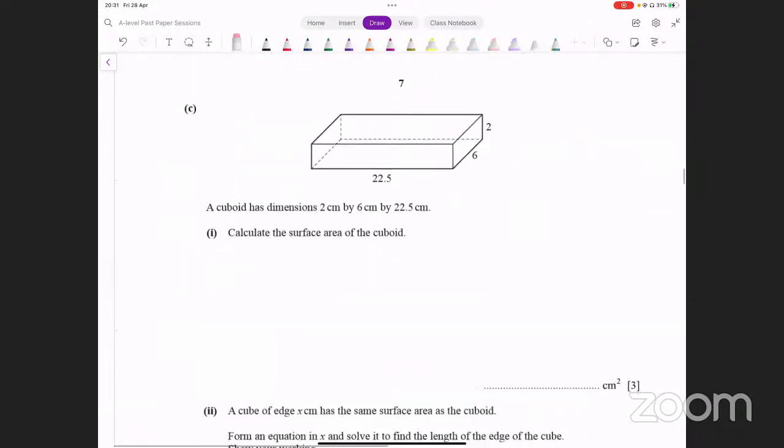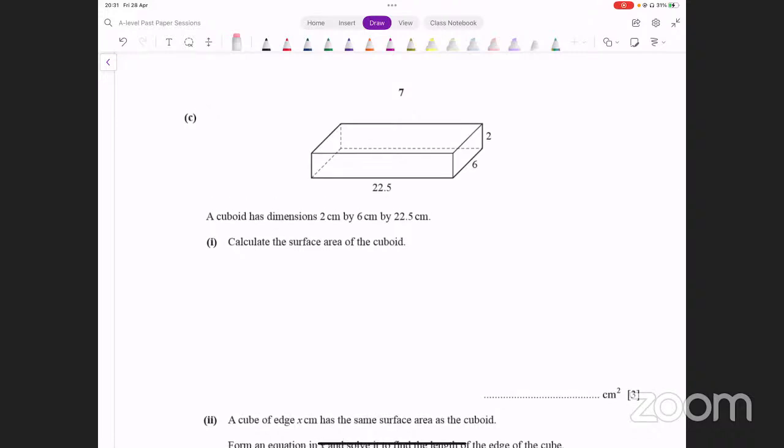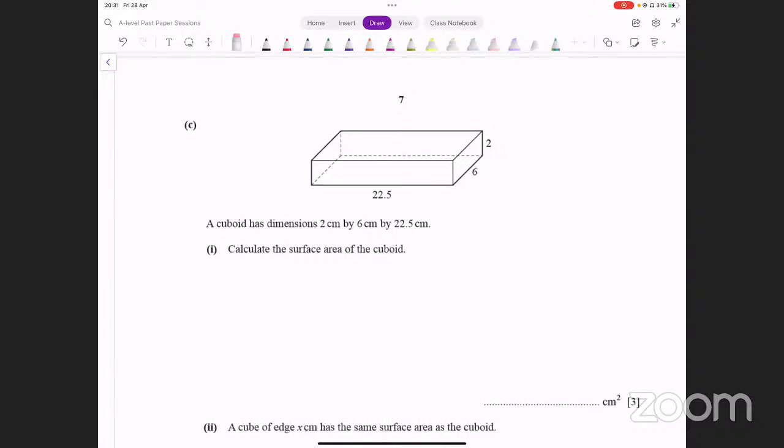ओके, let's move on. A cuboid has dimensions 2 centimeters by 6 centimeters by 22.5 centimeters. आपको डायग्राम पे नजर आ रहा है. Calculate the surface area of the cuboid. Cuboid के कितने faces होते हैं? 6 faces, right? एक ये फ्रंट वाला फेस है, इसका बैक वाला फेस भी उतना ही होएगा. एक ये साइड वाला फेस है, राइट वाला फेस, लेफ्ट वाला भी उतना ही होएगा. और एक आपकी बेस है इसकी, ये टॉप कंसिडर कर लें. This is the top. जितना टॉप है उतनी ही आपकी बेस भी होगी.